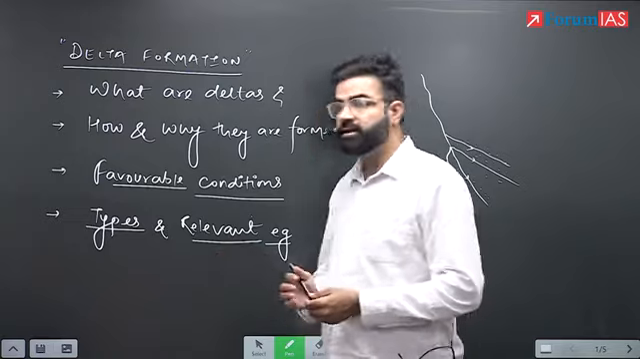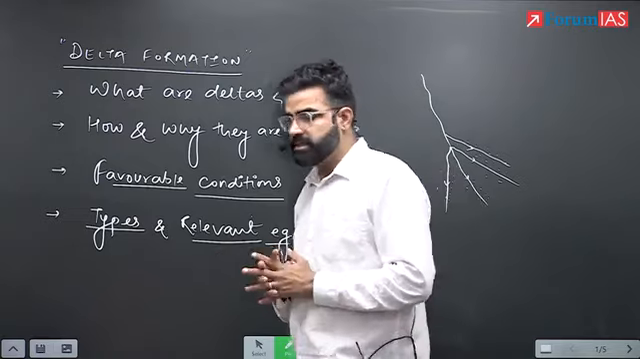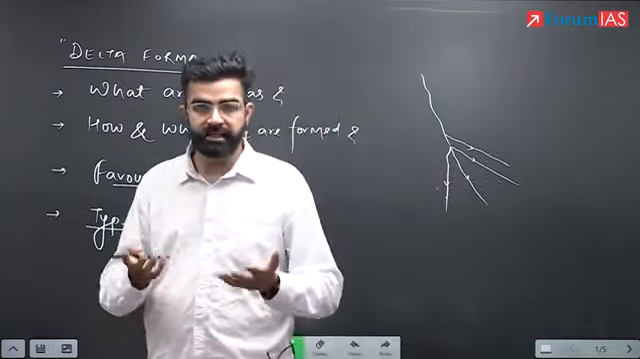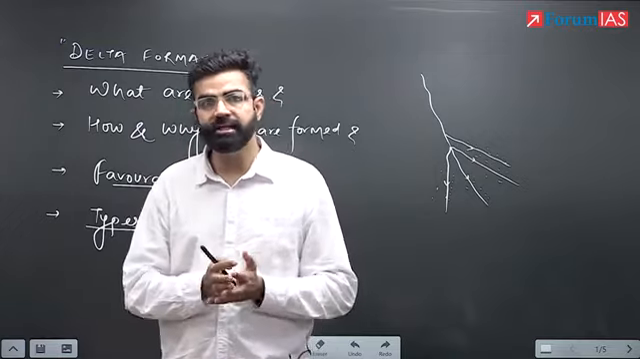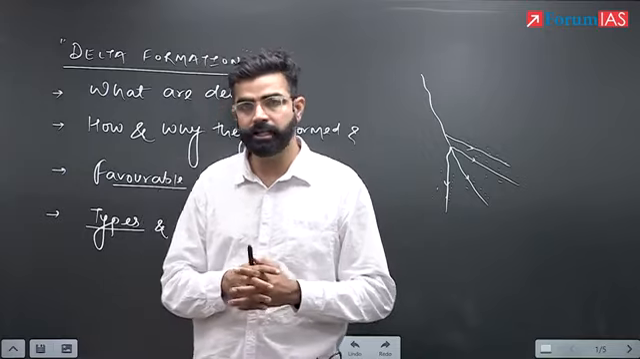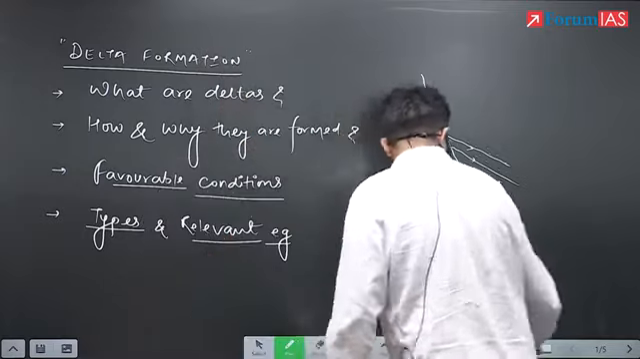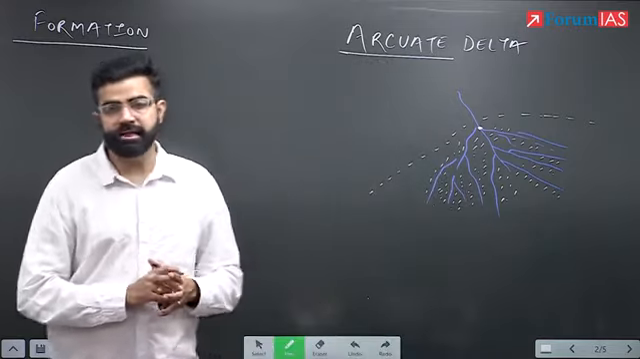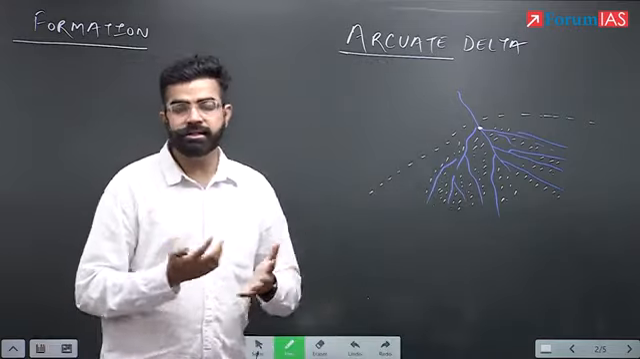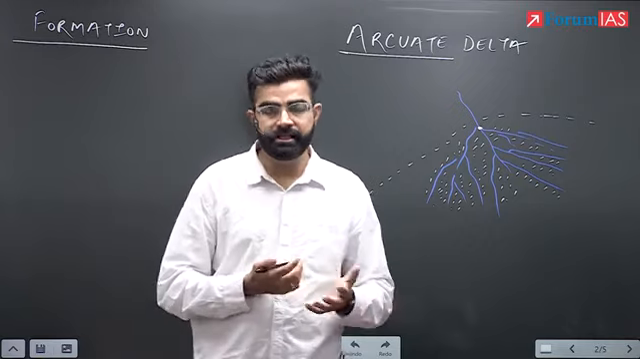And the fourth thing that we will learn in detail is the various types of delta, especially on the basis of the shape, they can be classified into many types. We will learn about them with the help of examples. So let's start with the first component, that is the formation of delta. Now the first thing that comes to mind is, what is a delta?